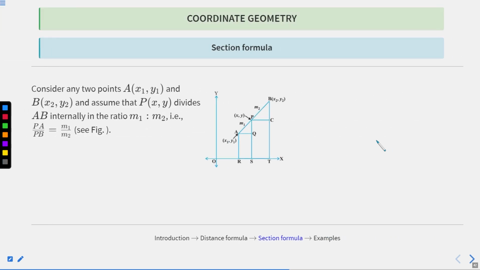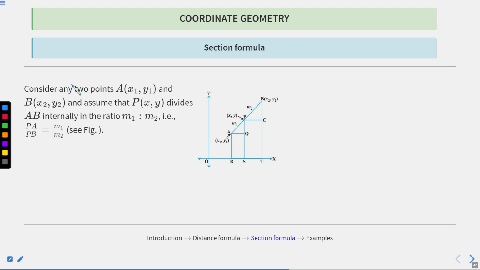Okay, so here basically we want to discuss the section formula. So here consider any two points A(x1, y1) and B(x2, y2), and here assume that P(x, y) divides AB internally in the ratio m1 is to m2. That is PA divided by PB is equal to m1 divided by m2.